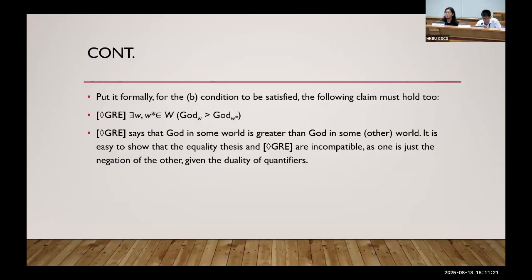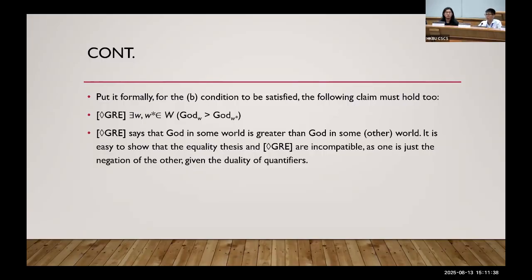So if you accept box GPB, then there's no way for you to do perfect being theology to discover knowledge about God's attributes.